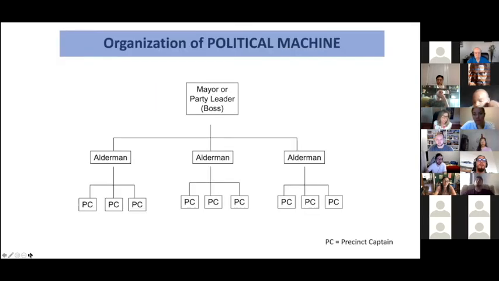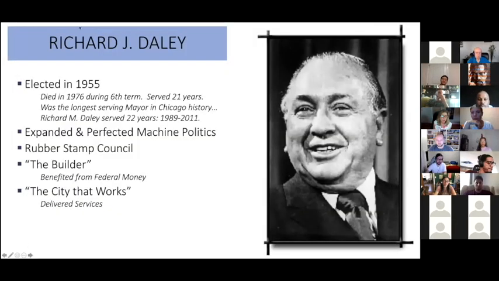All right, so back to that basic model of the Chicago political machines, very basic. If we think about it as an organizational structure, we can think about the boss, the mayor, the party leader on top, the alderman, then the precinct captains underneath. And Richard J. Daley, and Dick, since you served under Richard J. Daley and you fought his machine, would you mind stepping in and telling us what that was like?